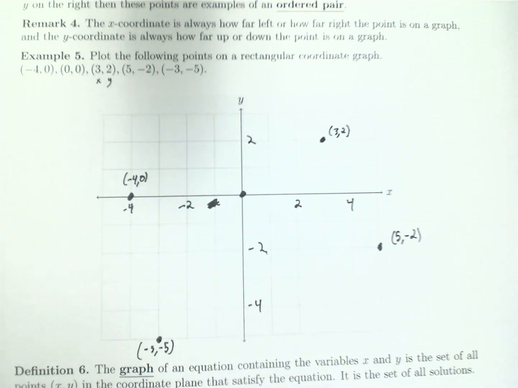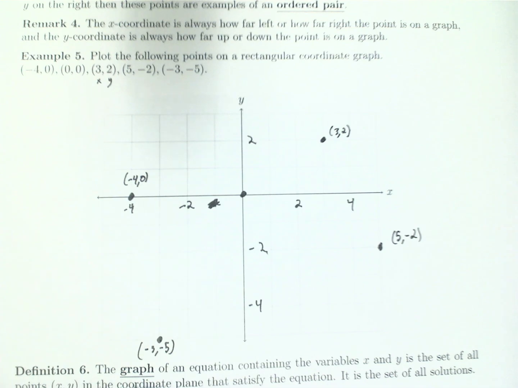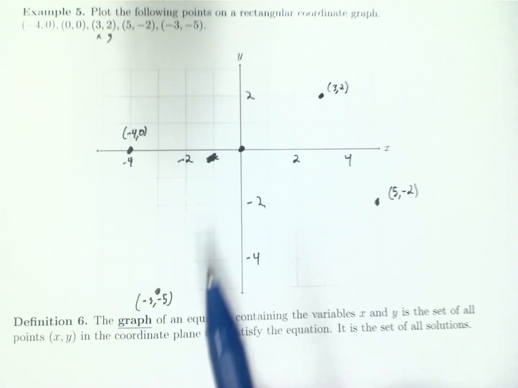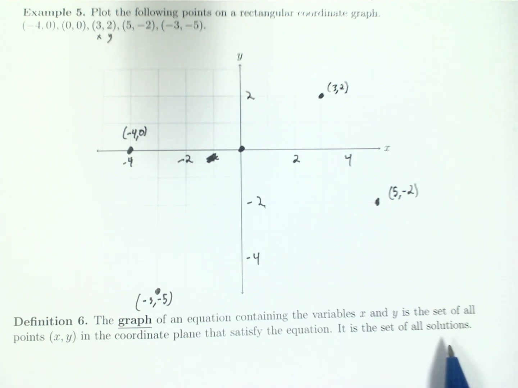All right, so that leads us to what a graph is. The graph of an equation containing the variables x and y is the set of all points x, y in the coordinate plane that satisfy the equation. Namely, the graph of an equation is the set of all solutions, which are of the form of points. So points are solutions to an equation with 2 variables, x and y.